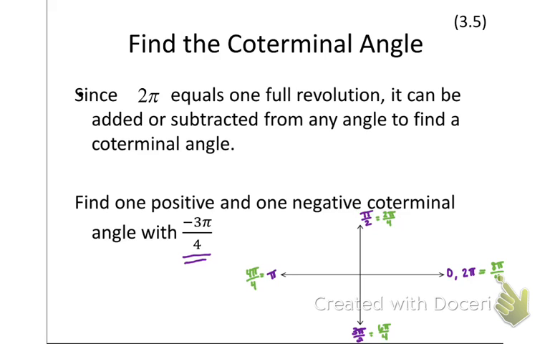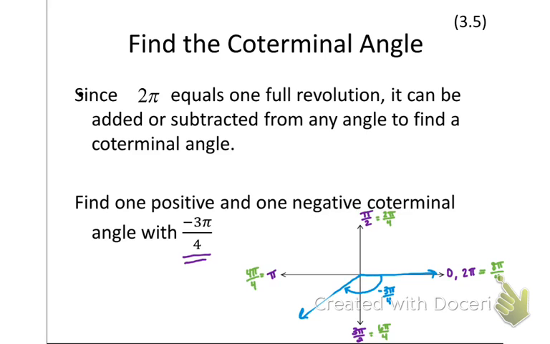All right, now to graph this, we are going to start with our initial side, which is always going to be on the positive x-axis. We're then going to rotate clockwise negative 3 pi over 4, which is going to land us about right here. So this blue graph is going to represent our negative 3 pi over 4.